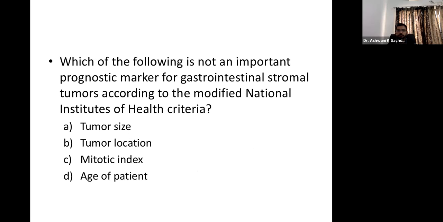So which of the following is not a prognostic factor for gastrointestinal stromal tumor in the modified National Institutes of Health criteria? It's a simple one: tumor size, tumor location, mitotic index, or age of the patient. Yes, the answer is age of the patient, because tumor size, T stage, location, gastric or non-gastric, and mitotic index are all very important prognostic parameters.